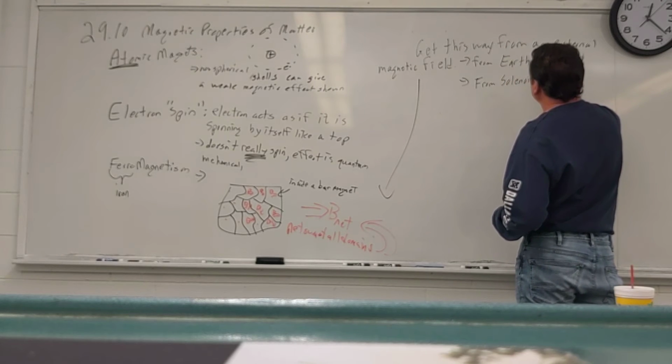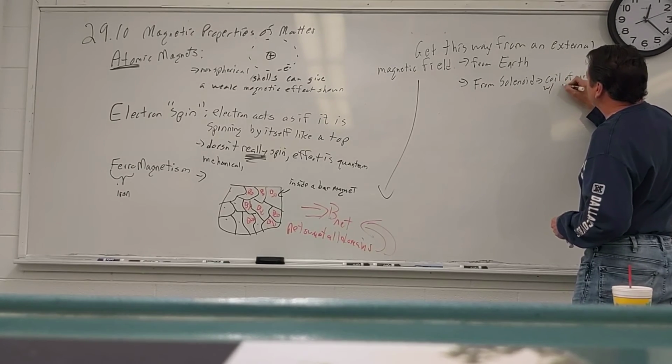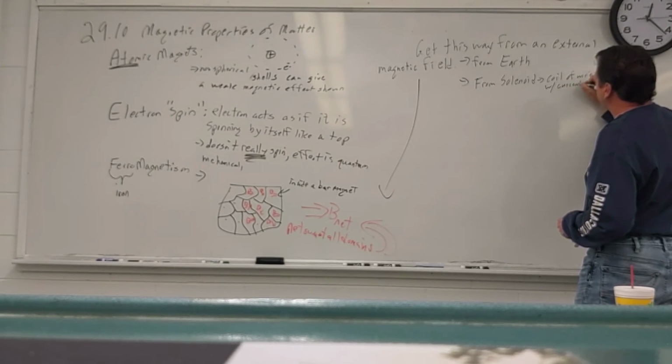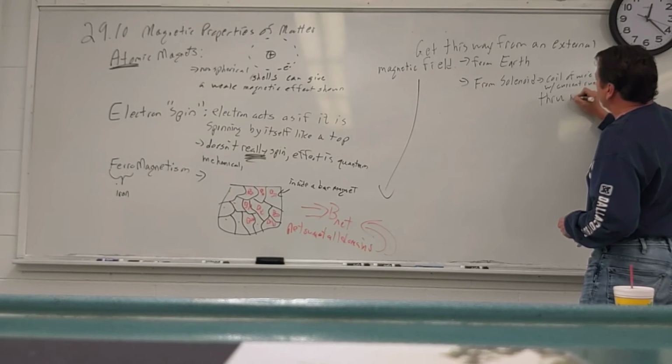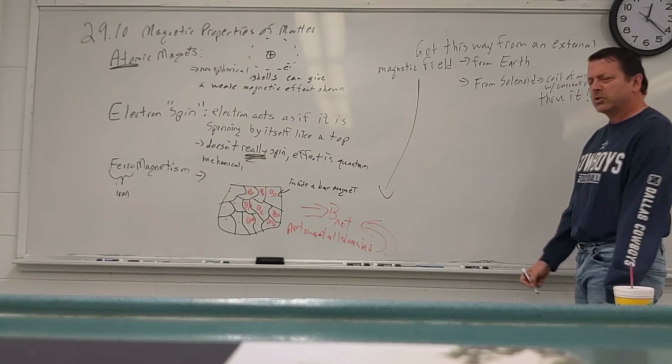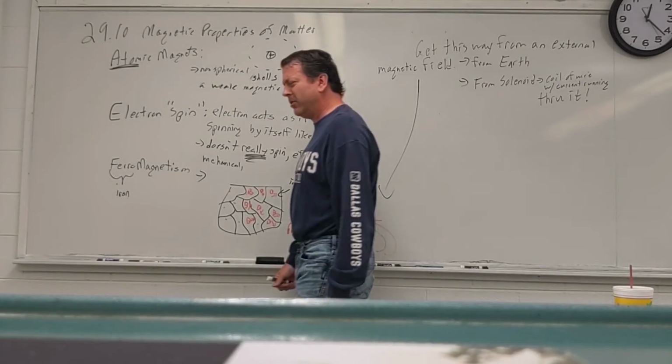And of course, a solenoid is just a coil of wire with current running through it. Just a coil of wire with current running through it. Now, why would you take a coil of wire with current running through it?